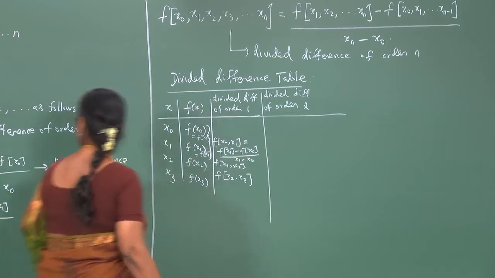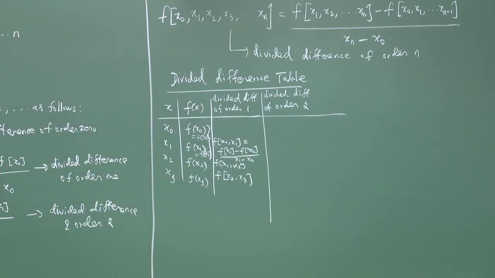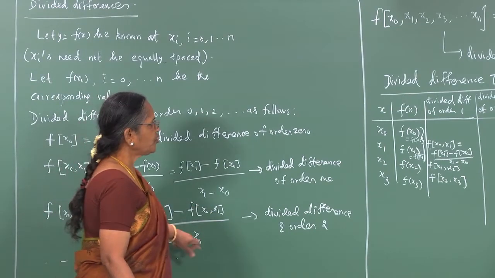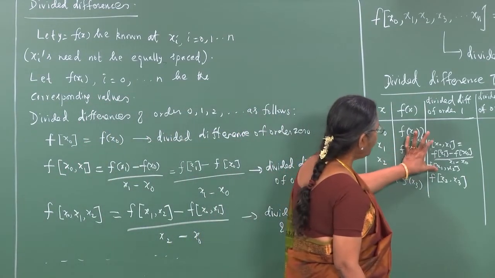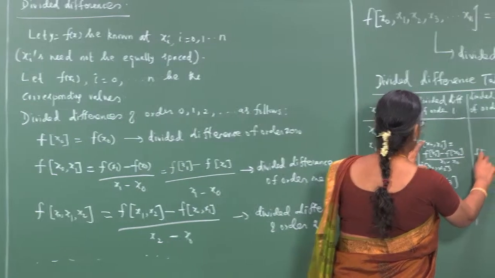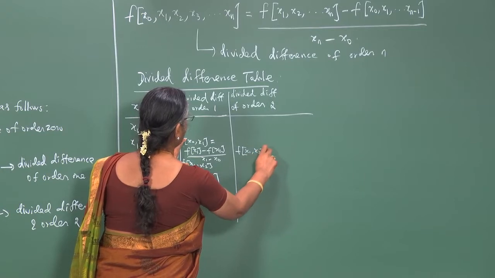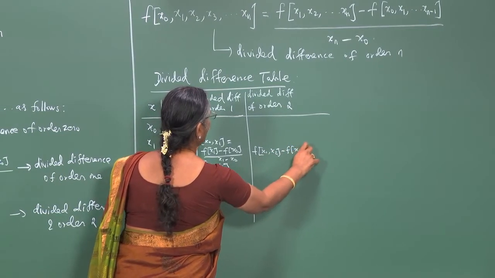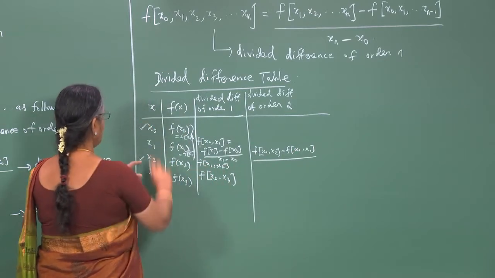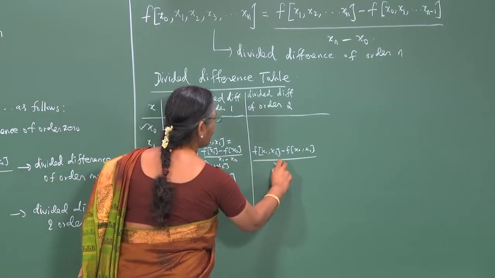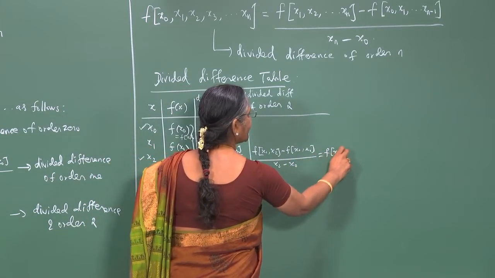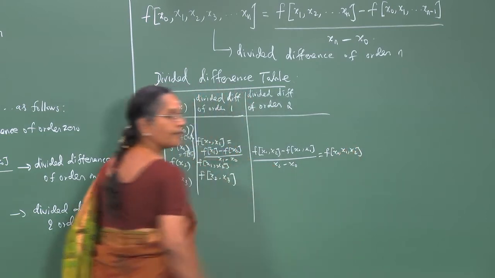So, again if you look at the definition, it is f of x1 x2 minus f of x naught x1 by x2 minus x naught. So, I have these two entries here. Right in the middle, f of x1 x2 minus f of x naught x1 divided by, remember, it should be now x2 minus x naught, and this is what you denote by f of x naught x1 x2.